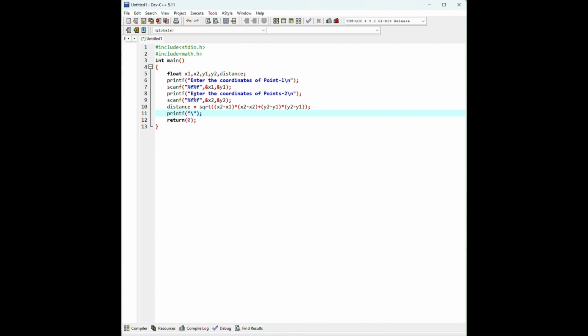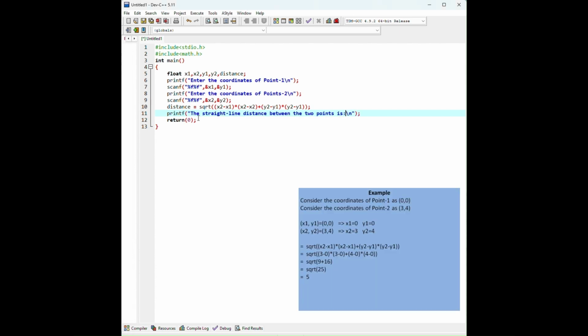Display the distance using printf statement. So just display the message. As you can see, I have just taken an example. So coordinates of point 1 are 0, 0. So display the message: the straight line distance between 2 points is percentage f. Display the distance value in printf.